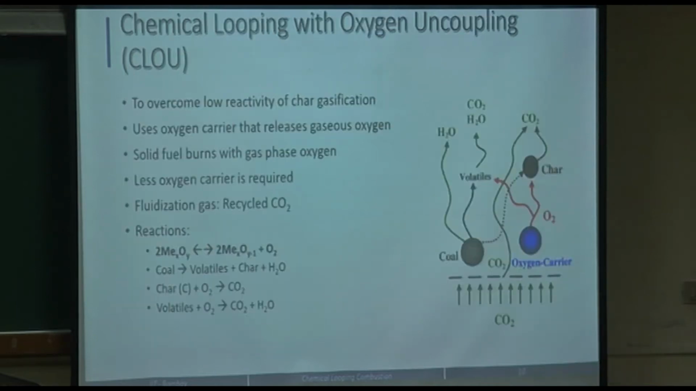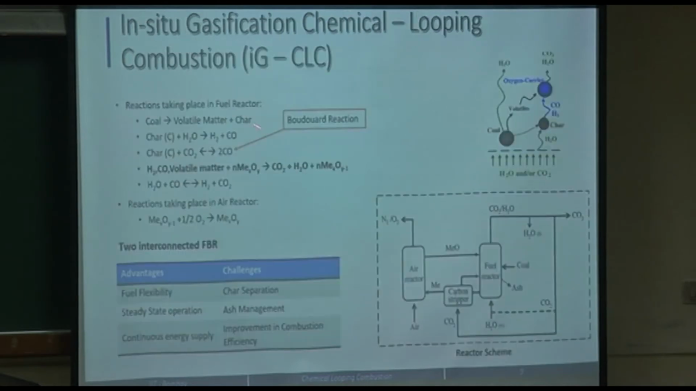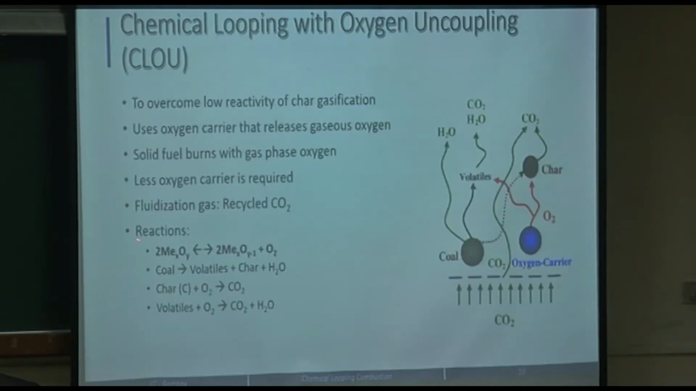Okay, so in case of chemical looping with oxygen uncoupling, the thing is, as opposed to the previous case, where the metal oxides had a redox reaction with the H2, CO or the volatile matter, in this case the metal oxide first decomposes to give gaseous oxygen. So here coal devolatilizes and decomposes to char as well, but the oxygen carrier gives oxygen first in gaseous form, which then reacts with the char or the volatiles.